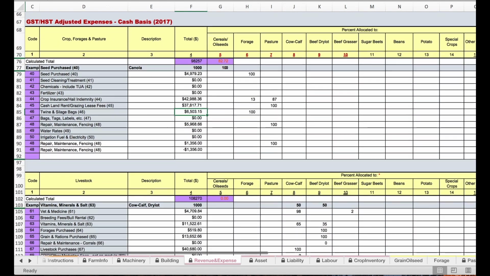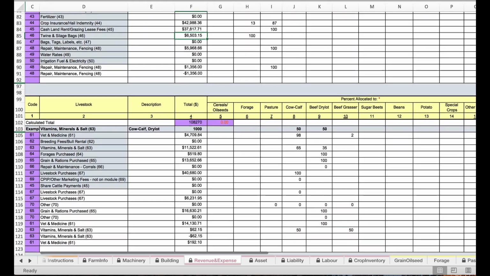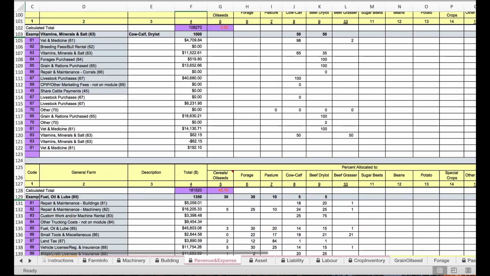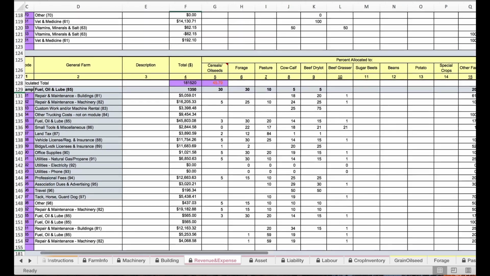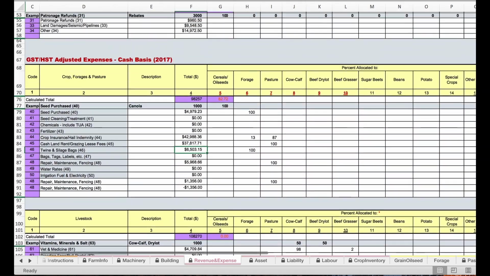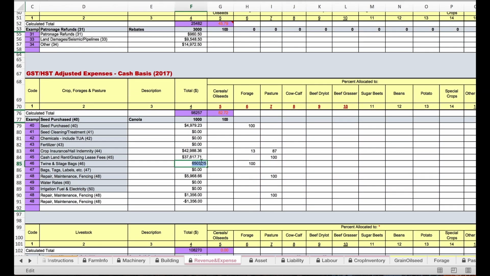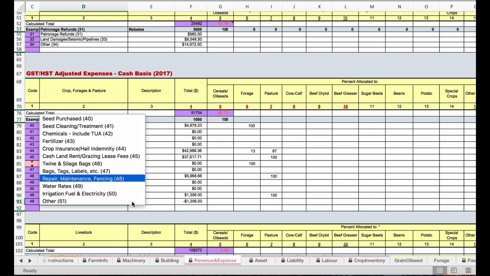GST should not be included in any of the Revenue and Expense worksheets. The gray pre-populated cells are to prompt data entry in the appropriate worksheet. Should you not have any data corresponding to the pre-populated description, enter 0. As with other worksheets, there are drop-down menus to add additional revenue or expenses.